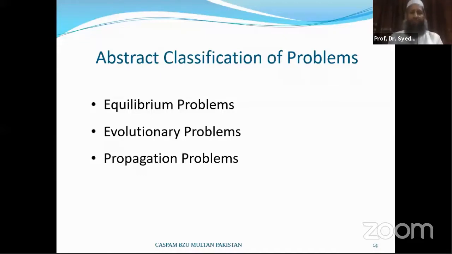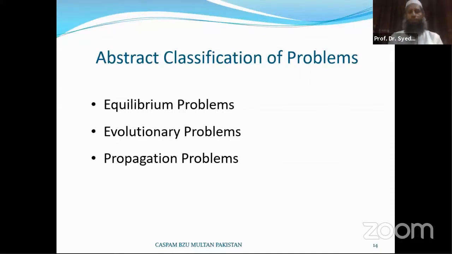So we have a general classification of the problems in terms of equilibrium problems, evolutionary problems, and propagation problems, without mentioning any discipline in which these phenomena are occurring. So this is the strength of mathematics. If you know how to solve an elliptic PDE, for example, the Poisson or Laplace PDE, then you can solve a lot of problems of other disciplines. Just your one solution will work in all the other disciplines.